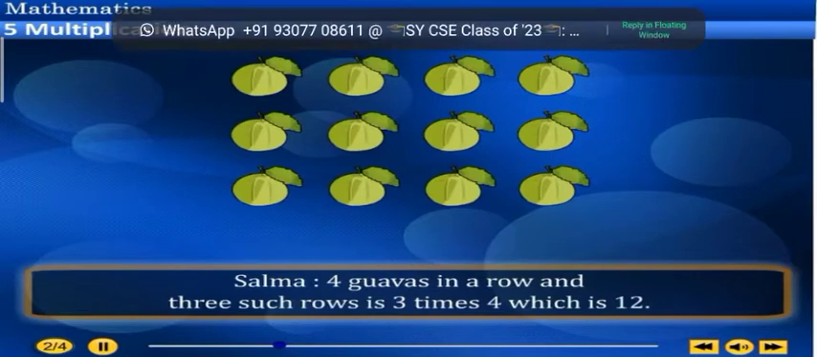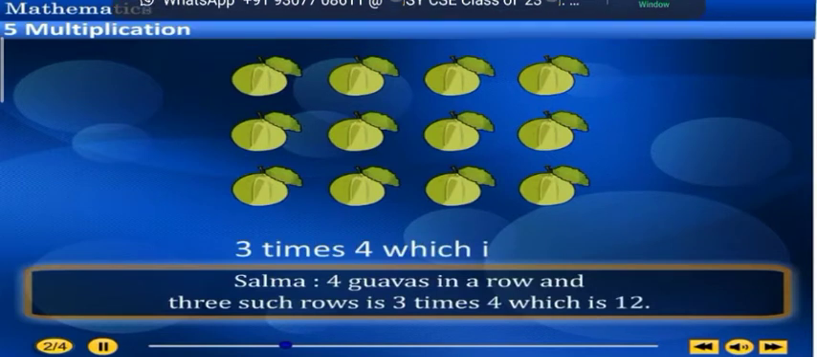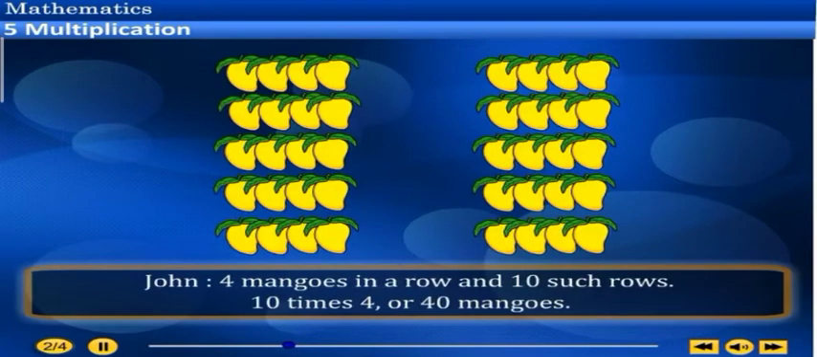Salma: 4 guavas in a row and 3 such rows is 3 times 4, which is 12. John: 4 mangoes in a row and 10 such rows. 10 times 4 or 40 mangoes.